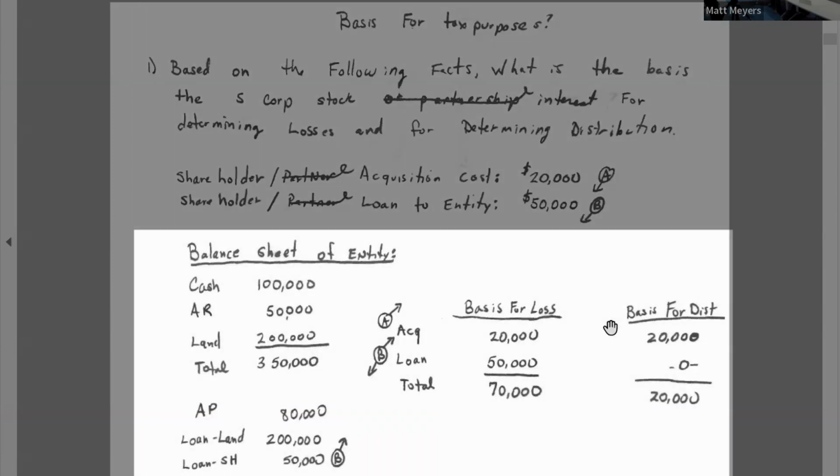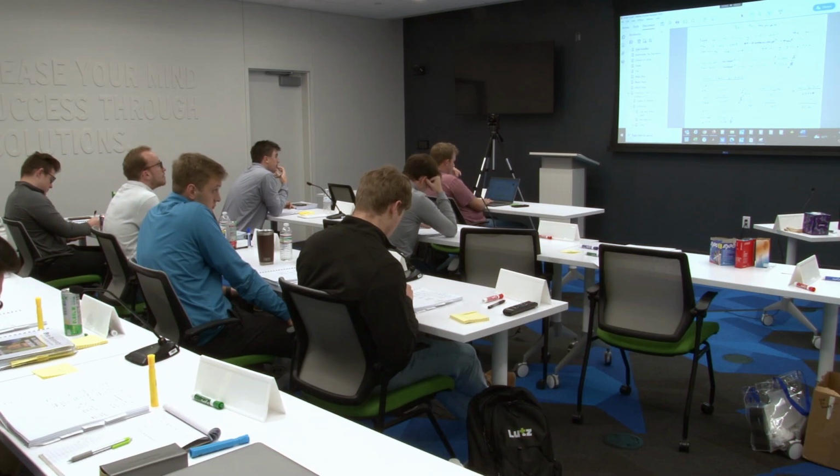Okay, so you'll notice on the balance sheet there's cash of 100,000, AR of 50,000, land of 200, an AP of 80, loan on land of 200, and loan from shareholder of 50. And then we have equity of 100, I think, should be. Does that math work?